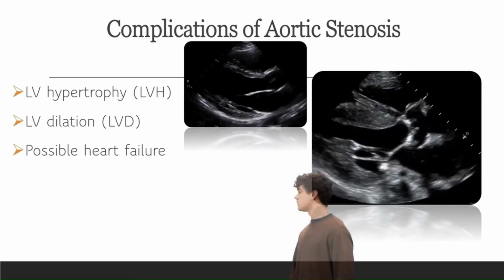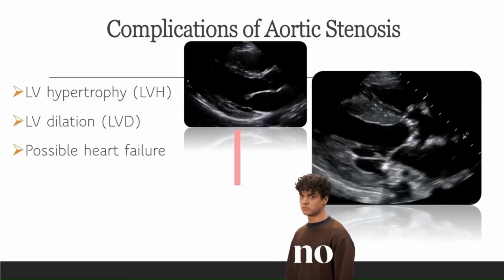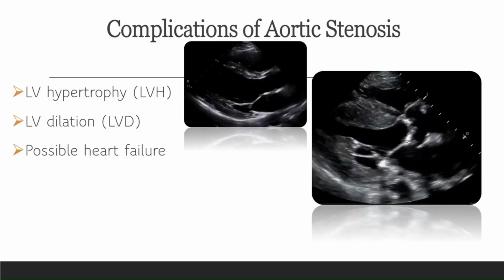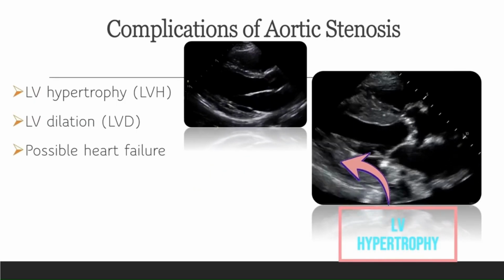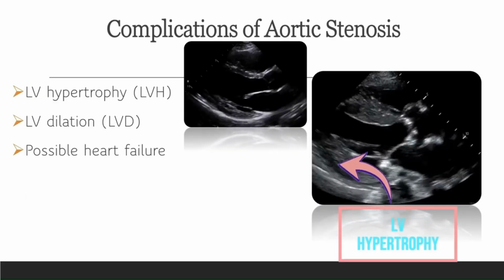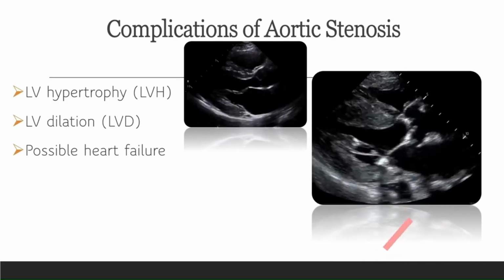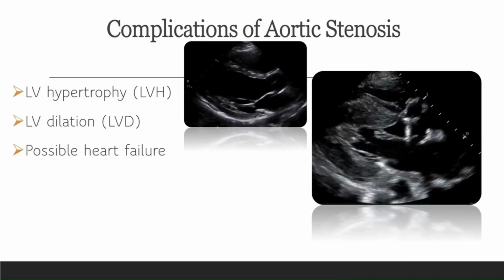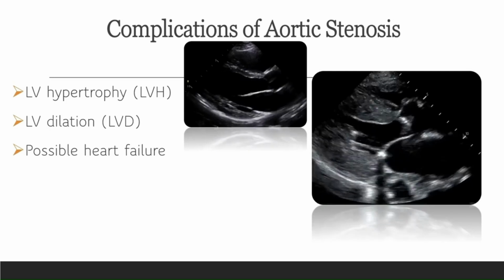We cannot end this lecture without talking about the complications of aortic stenosis. One of the main ones you'll usually see is left ventricular hypertrophy, or what we call LVH. Here, you can see thickening of the left ventricular walls, which occurs when the heart has to work harder than normal. This occurs commonly with people who have aortic stenosis or high blood pressure.